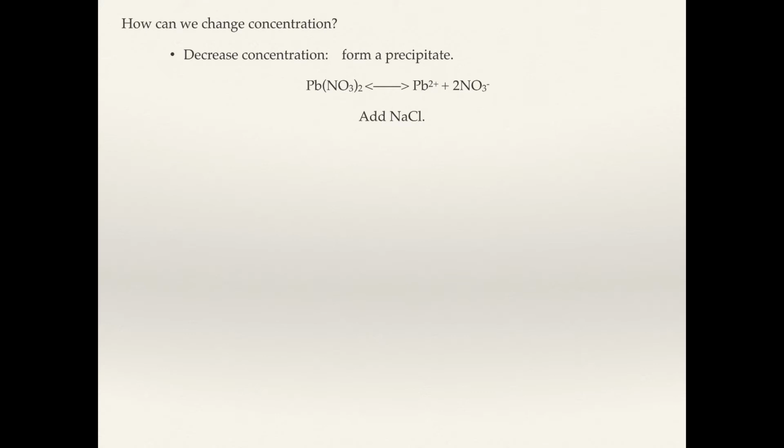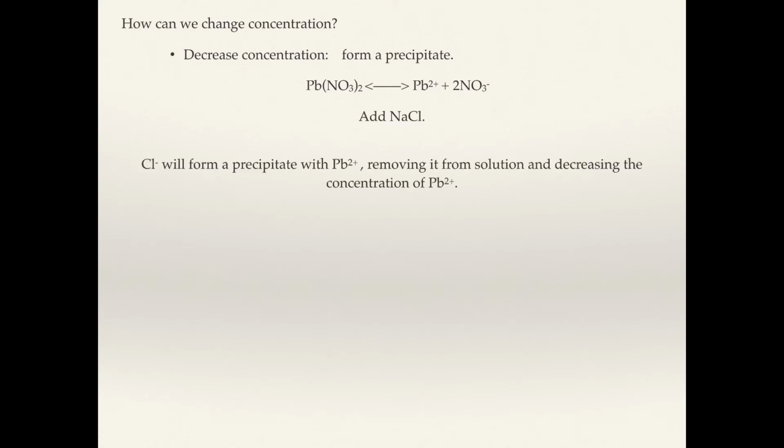If you notice, NaCl gives sodium ions, Na+, and Cl-, and neither of those exist in your equilibrium, and yet that is going to impact your equilibrium. So let's talk about how. Sodium ions are always soluble, so they're not going to have any sort of impact on your equilibrium. But chloride, Cl-, can form a precipitate, and chloride has a negative charge, so it can form a precipitate with a positively charged ion, which in this case is lead.